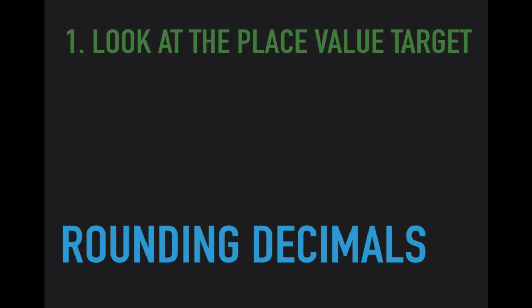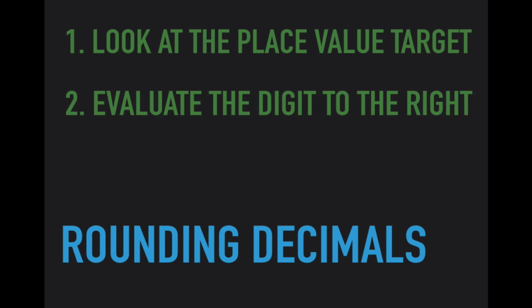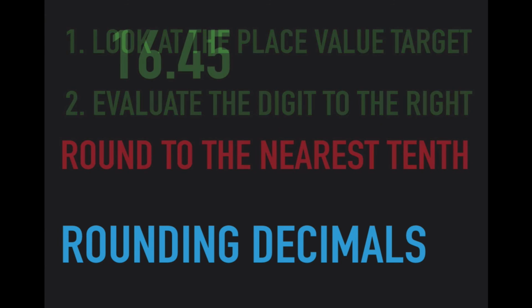Here's, first of all, the steps. I've taught the kids how to do this. First of all, look at the place value target. If they say round to the nearest tenth, then it's the tenth you're looking for. That's the target number, I would say. And the second thing you need to do is evaluate the digit that's to the right of that target. Let's look at an example.